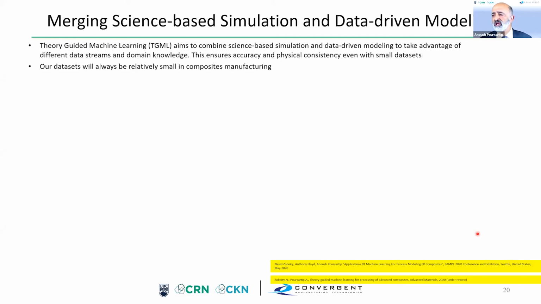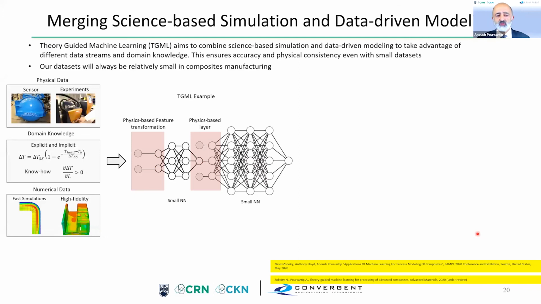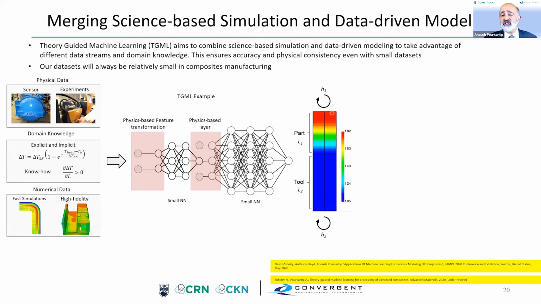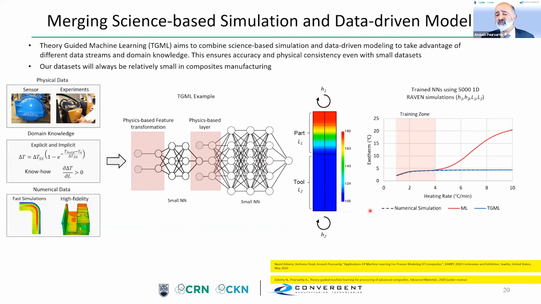So theory-guided machine learning says, yes, we have physical data, but we actually have domain knowledge and we have numerical data. How can we use that to inform the feature transformation and actually the structure of the layers of the neural net? So let me give you a simple example. Again, I'm going to do a 1D drill. I'm going to have a tool. I'm going to have a part. I have as variables my part thickness, my tool thickness, and my heat transfer coefficients. And I'm going to use as my ground truth the numerical data.